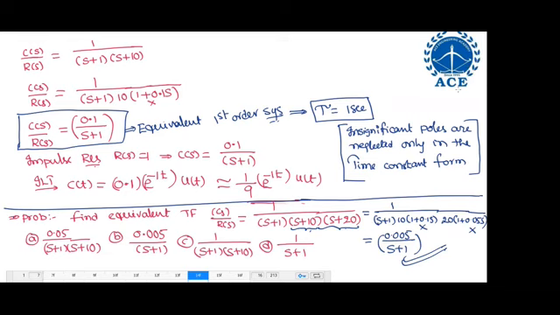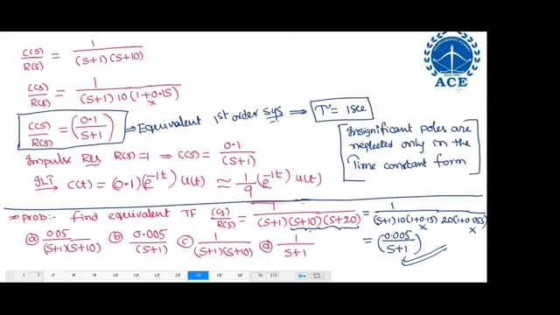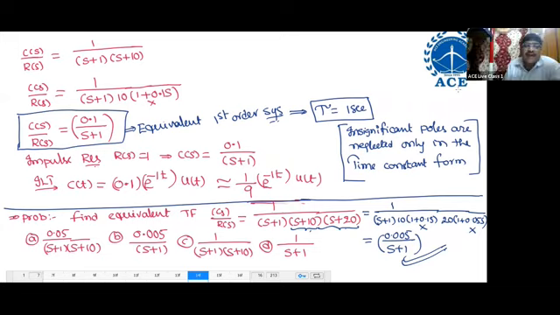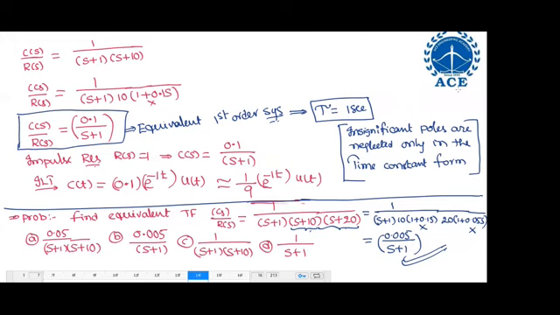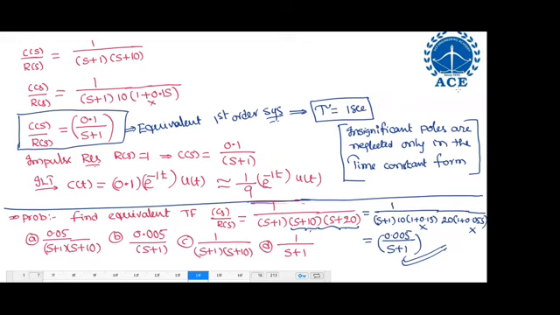Integrators are identified only in the open loop form. That belongs to the system. The system is defined in terms of G of S only. You are talking about error constants, sir? Error and type are both linked. Errors are also valid for unity feedback, whereas type is also valid for unity feedback only. Okay, sir.